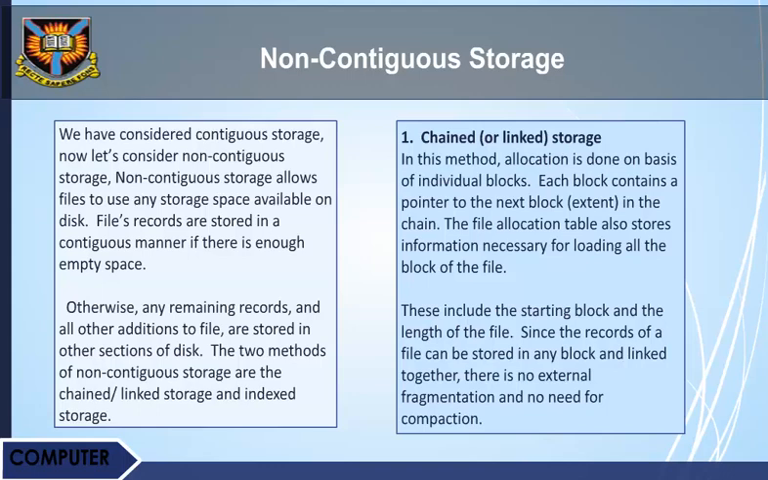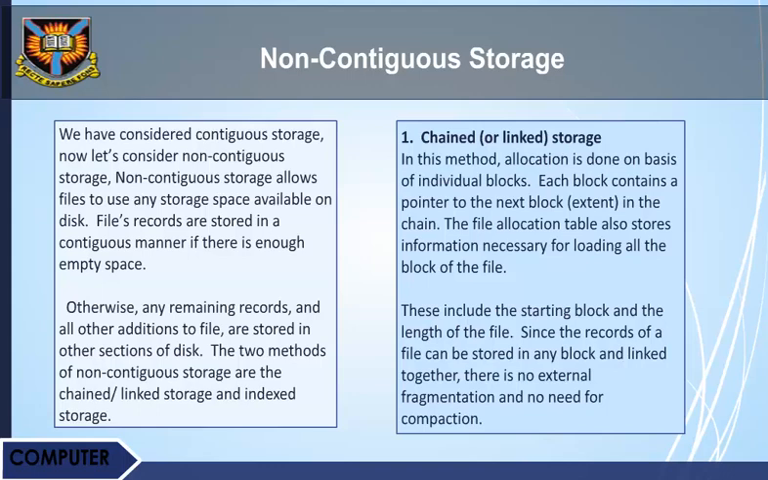The two methods of non-contiguous storage are the chained or linked storage and indexed storage. 1. Chained or linked storage. In this method, allocation is done on the basis of individual blocks. Each block contains a pointer to the next block in the chain. The file allocation table also stores information necessary for loading all the blocks of the file. This includes the starting block and the length of the file.